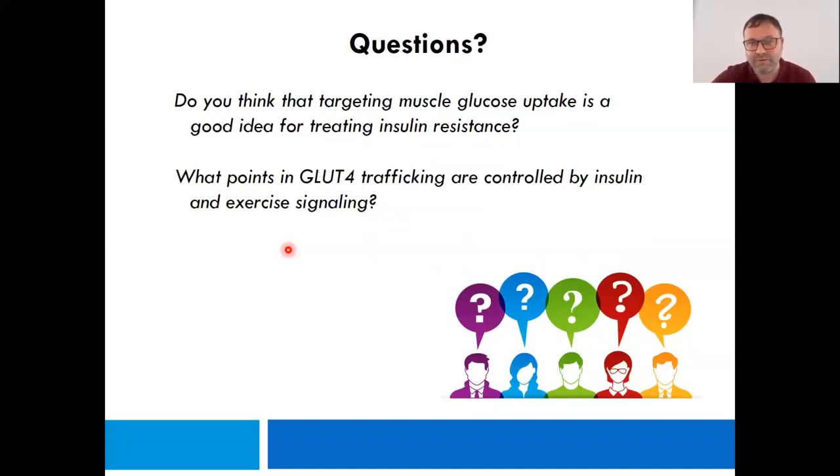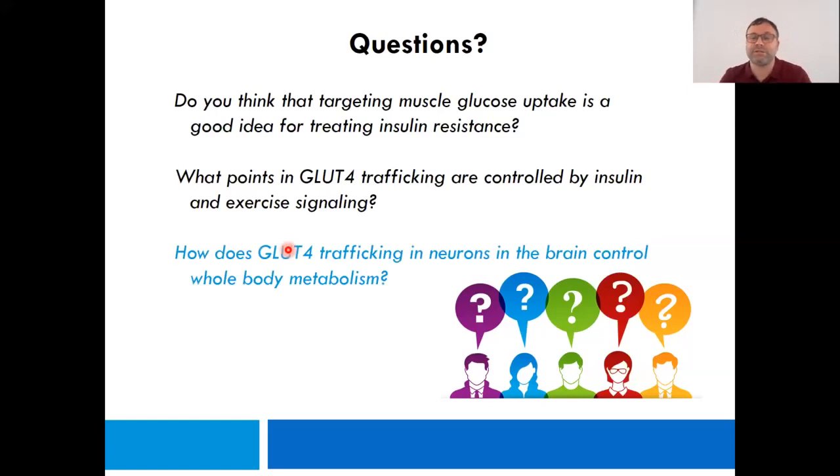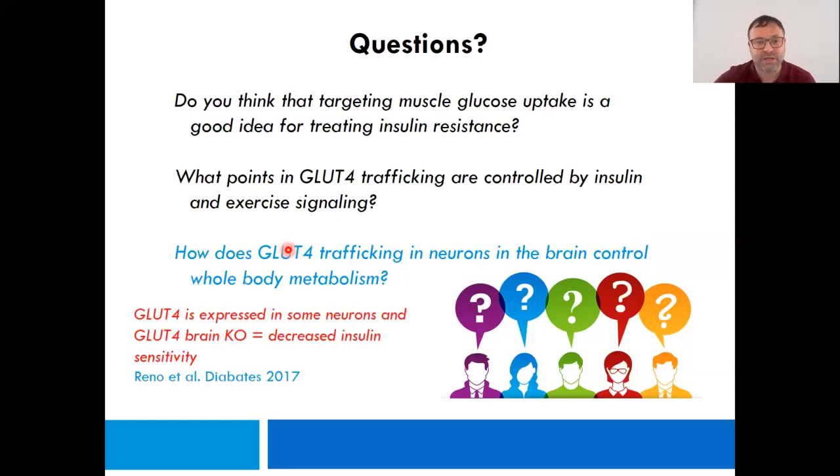One that's a bit more left field, and I haven't touched upon today at all. Now, while GLUT4 is highly enriched within muscle and adipose tissue, it is expressed in other cell types, and it actually is expressed in certain neuronal populations within the brain. And there is evidence that if you knock out GLUT4 in these neurons, you affect whole body insulin sensitivity and whole body metabolism. In doing a bit of research into this, there's not a huge amount of literature on how GLUT4 trafficking is regulated in these neurons. They are insulin sensitive. Apparently leptin can also stimulate GLUT4 translocation in specific neurons.